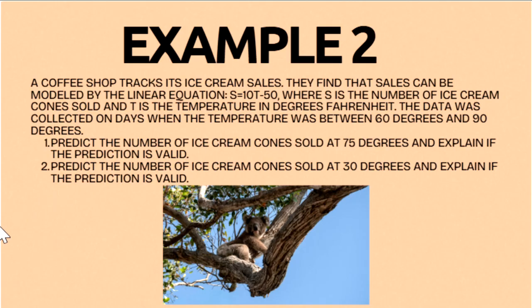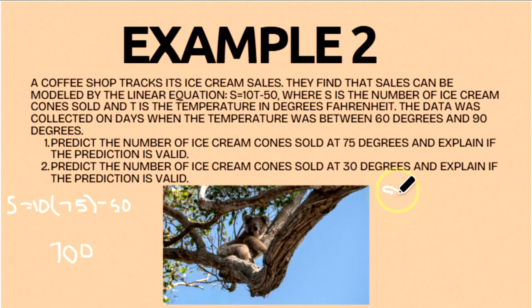So first let's do 75 degrees. We have S equals 10 times 75, which is our temperature, minus 50. Let's grab my calculator. So 75 times 10 gives us 750, minus 50 gives us 700. So when it's 75 degrees out, they're going to sell 700. Is that prediction valid? Yeah, probably.